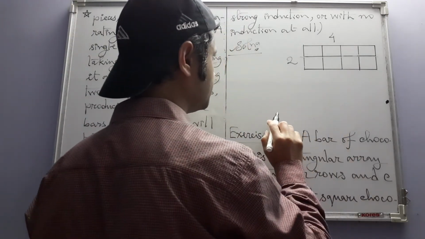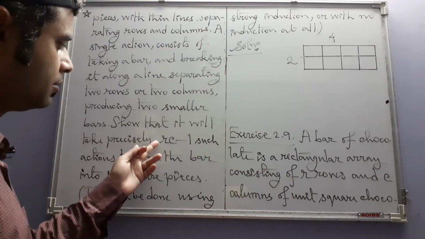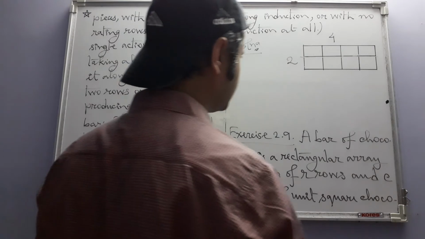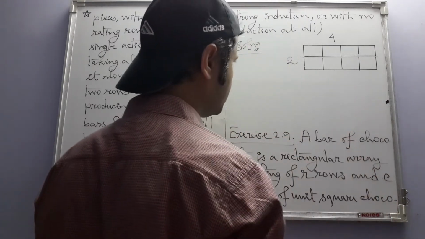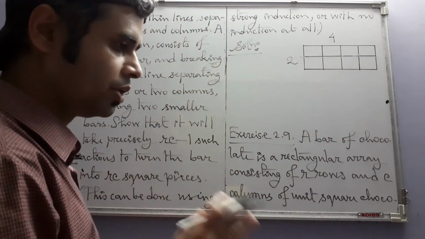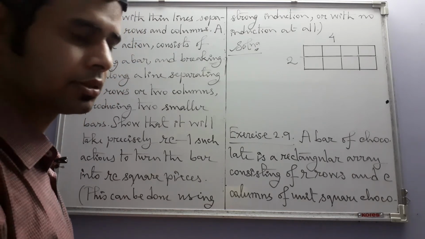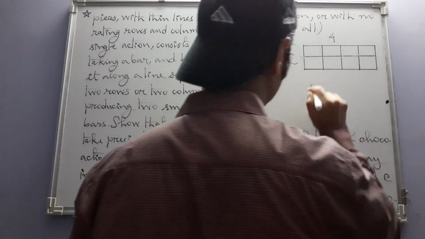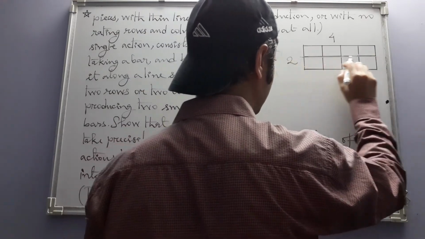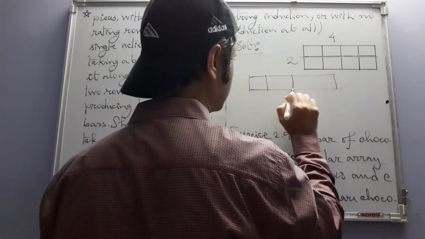So how many actions do we have to perform? This says that the number will be 2 times 4 minus 1, that is 7. And you can see how you can do that by first of all breaking the bar along the horizontal lines, that is lines between the rows, between two consecutive rows. If you break this bar along this line, then you will get these two bars.